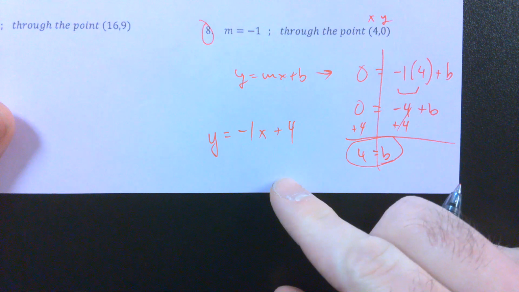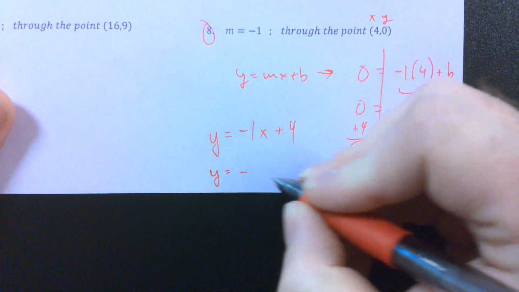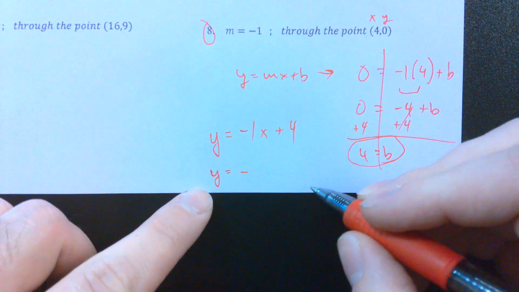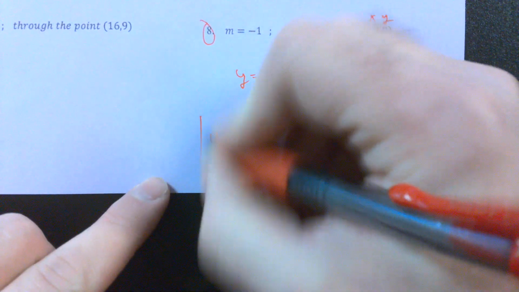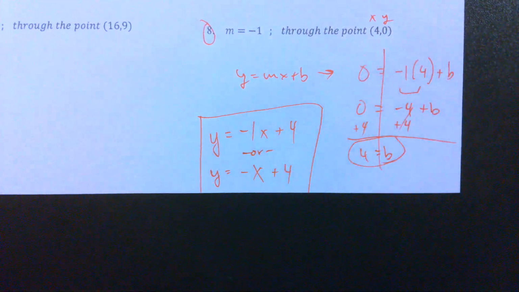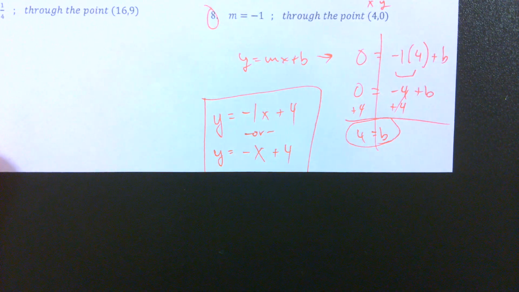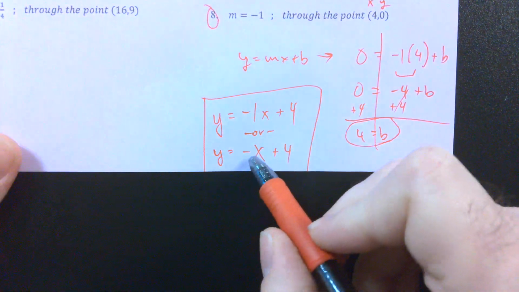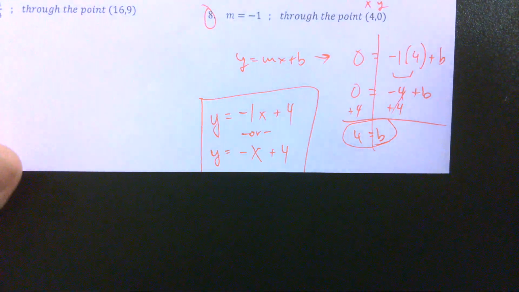Is there any other way I could write this equation? Yeah, Angelina, how could I write it? y equals negative what? Perfect. Negative x plus 4. Either one is fine with me, especially on a test. You can write either one and you'll get full credit. We don't need to write that one in front, but if you do, it's not a big deal. It's the same thing.